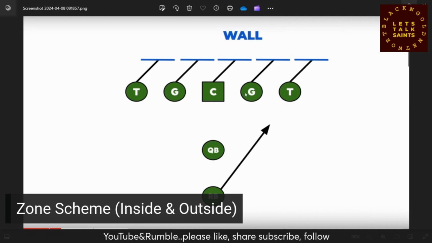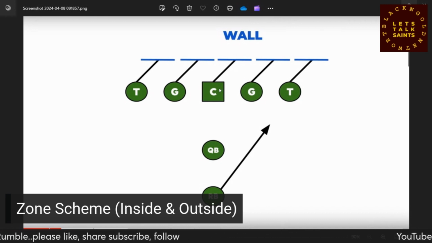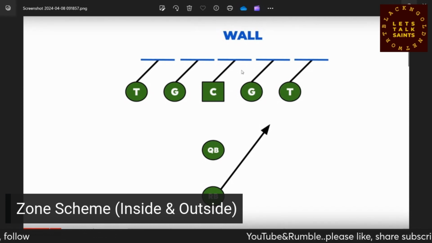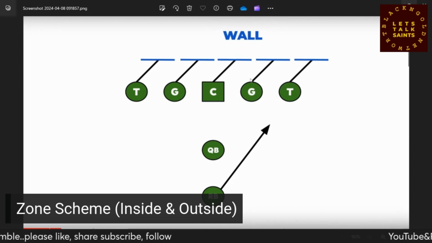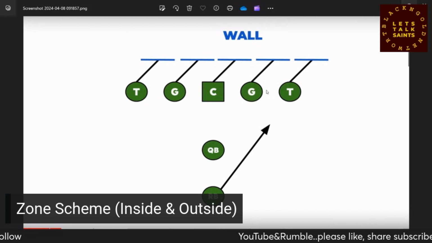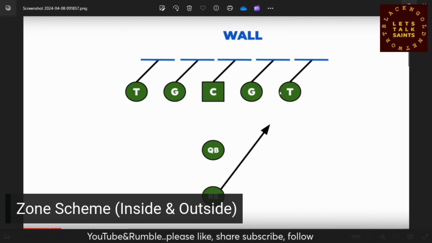Some rules are even so much as, remember when we were talking about the gaps in the gap scheme, the rules are going to be defined by: is my gap covered? Meaning, is there a defensive player lined up in my gap? And if so, that's going to be my primary responsibility. Or uncovered, which means I may be involved in a double team to help one of the other players, or I may be moving up to a secondary blocker.